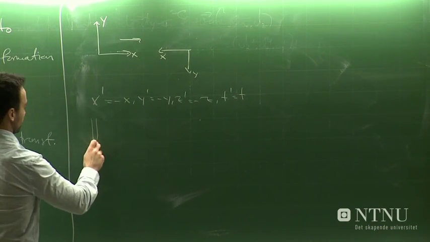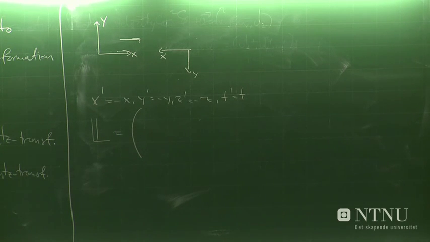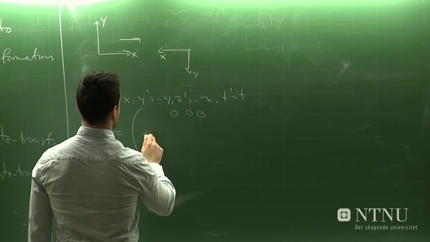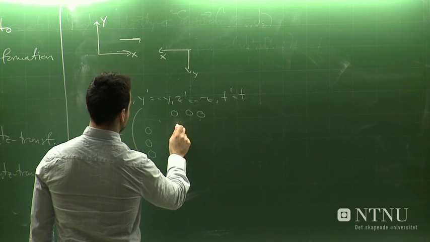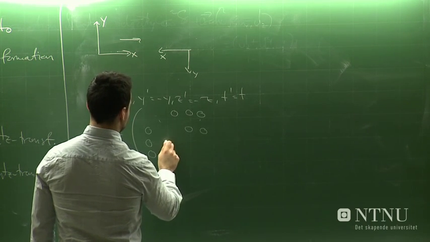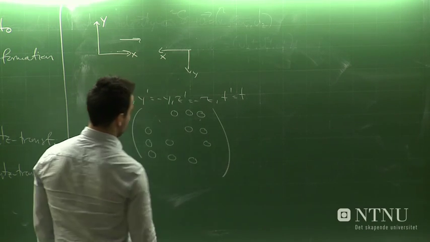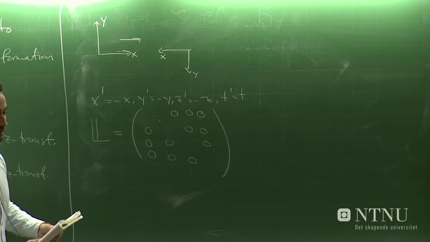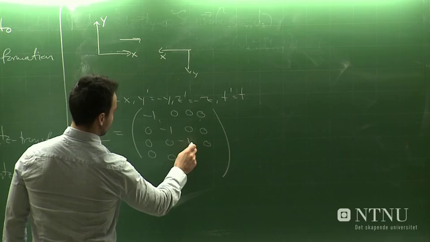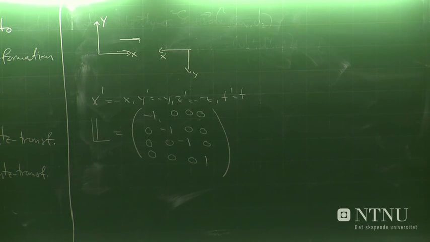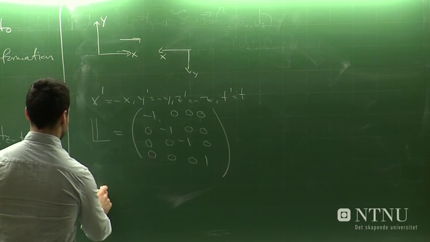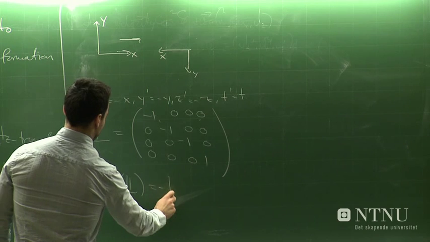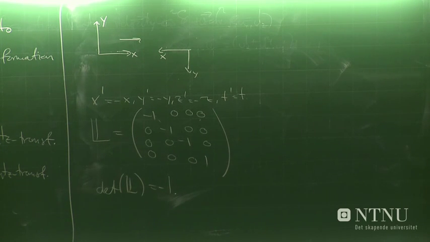So what is the corresponding Lorentz matrix? Does it have any off-diagonal entries? No. Okay. We should have something here. So something like this. So the question is, what is on the diagonal? It's -1, -1, -1, and then 1. And the determinant of this matrix is -1. Exactly. So inversion of the space axis gives us an improper Lorentz transformation.